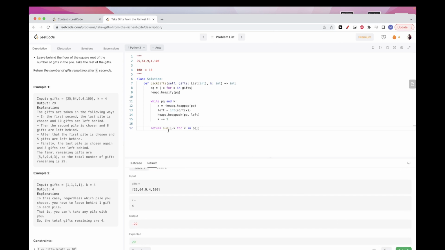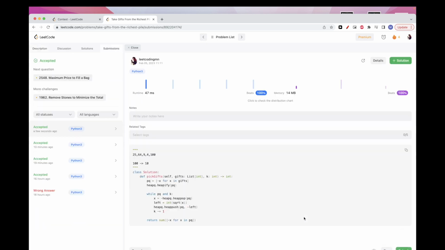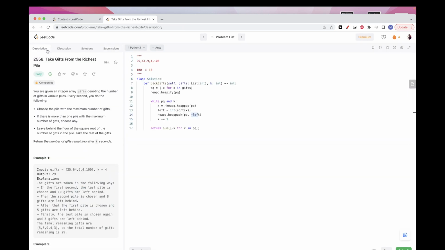Okay, it's still negative. Let's see. Yeah, so the problem here is when we put it back, we want to make it negative as well. Okay, so that looks good. Let's submit. And that passes our test cases. Yeah, so that's pretty much it for this problem.